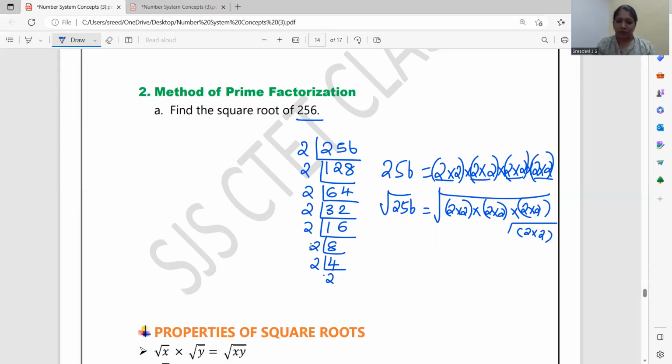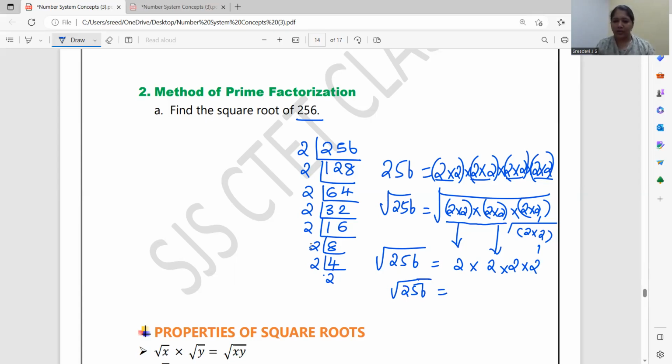Okay, so we'll write it as square root of 256 as... So from one group, we will take only one member. So that is, we'll take 2 from this group, 2 from this group, 2 from this group, 2 from this last group. So what answer will we get? Square root of 256 is equal to the product of these four 2's. That is, 4 2's are 8, 8 2's are 16. So we'll be getting the answer as 16 here. Okay, so this is the prime factorization method.